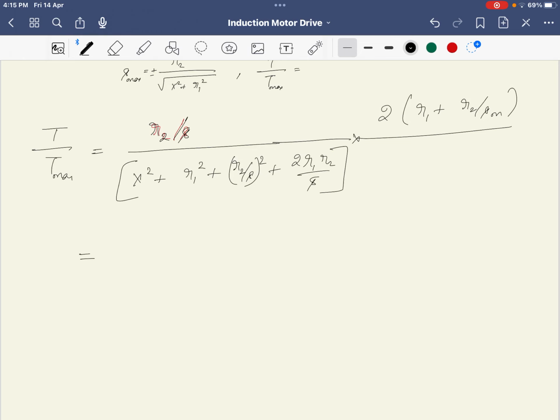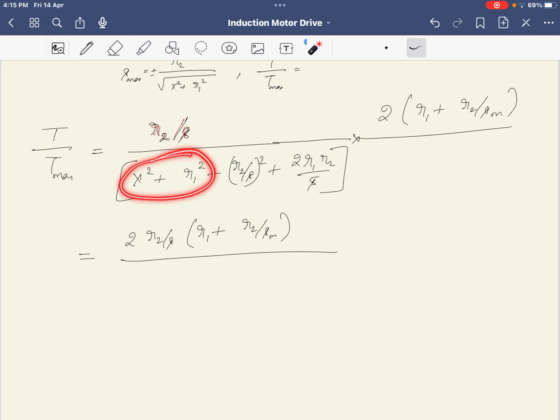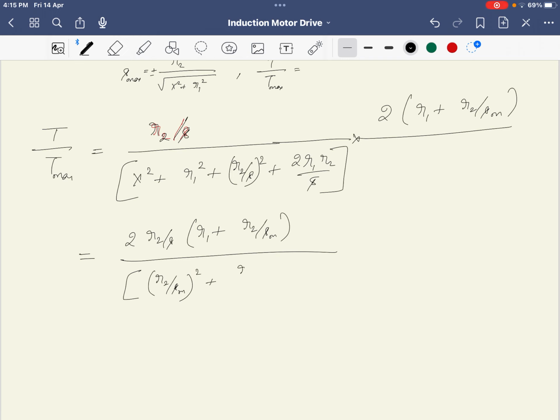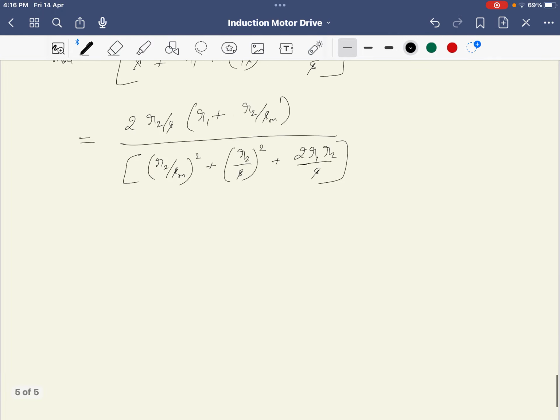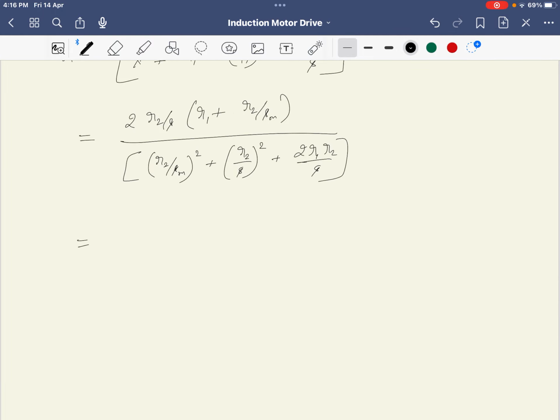So we need to do some reshuffling like this so that we can get it in a very proper way. And before that, we can write a 2 R2 by S, R1 plus R2 by SM. The lower term, I can write this as X square plus R1 square is R2 by SM whole square, plus 2 R1 R2 by S. So we need to multiply something from the top and bottom, right? So what will we multiply so that we can get a very good formula?